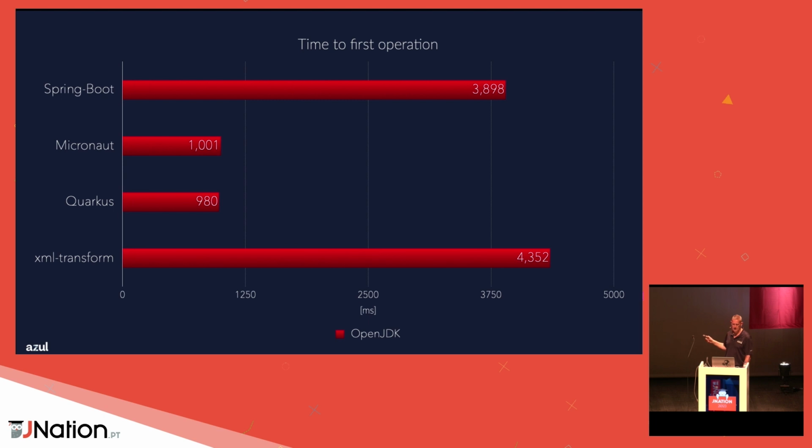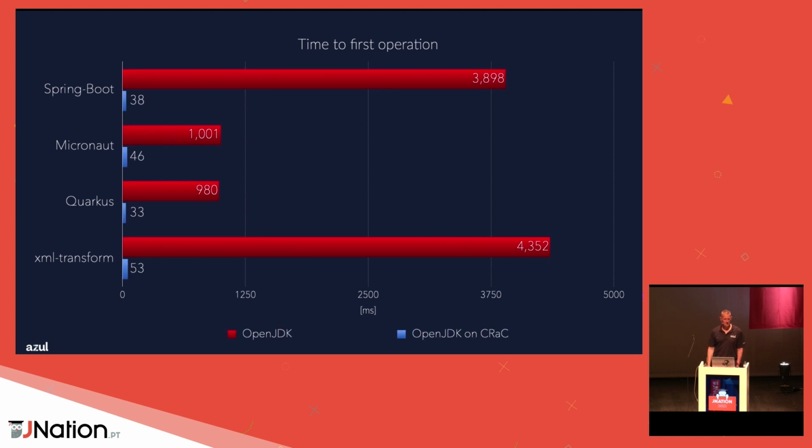And then we did the same, restoring from a checkpoint that we took after this, right? You can imagine at the end of the bar, we created the checkpoint. And then we just restored it from the checkpoint, and that took this time. Same application, it just continues running. And you see the startup times improved dramatically. By orders of magnitude, so for example, the Spring Boot app restarted in 38 milliseconds. Micronaut 46, Quarkus 33, and the XML transform 53 milliseconds.